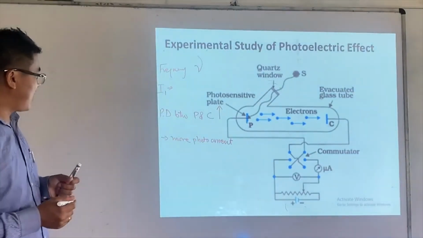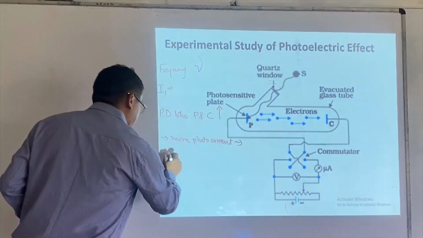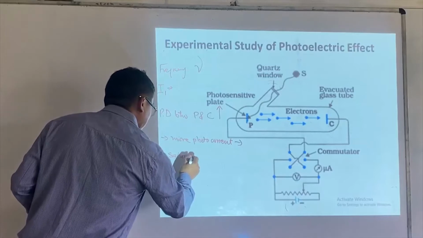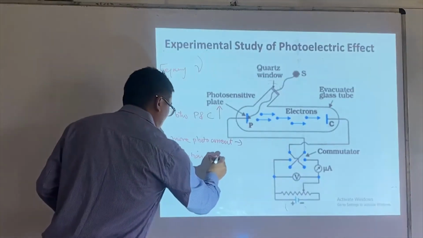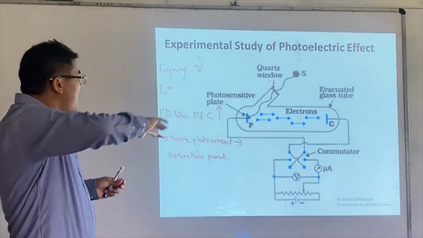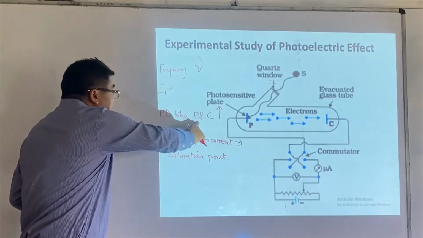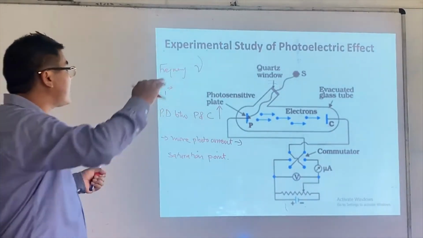More photocurrent, but as this increases, it reaches what we call saturation. Once you reach the saturation point, even if I increase the potential difference between P and C, no increase in current takes place.